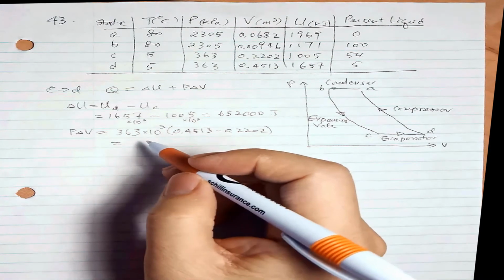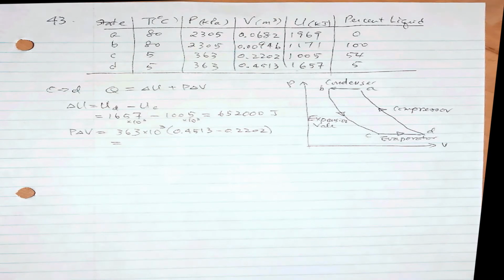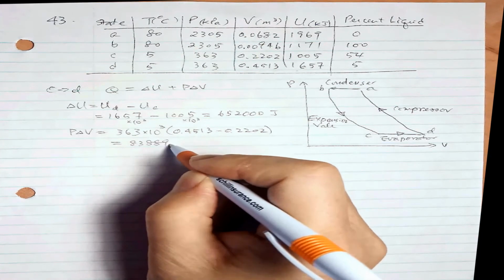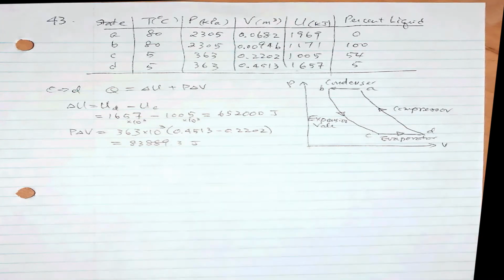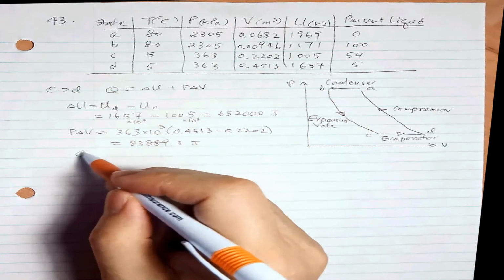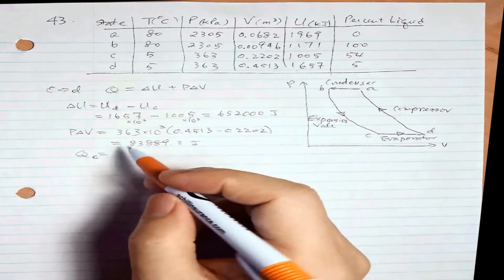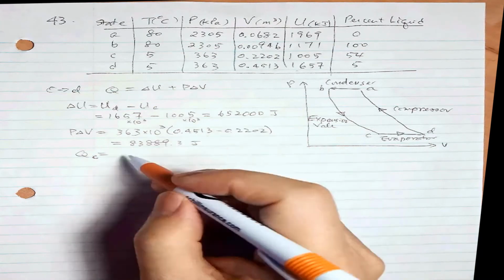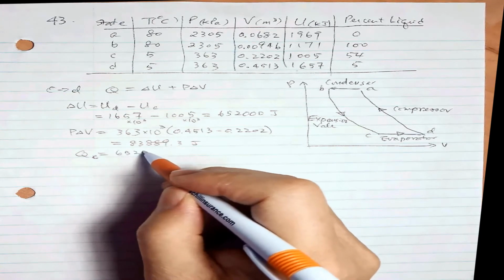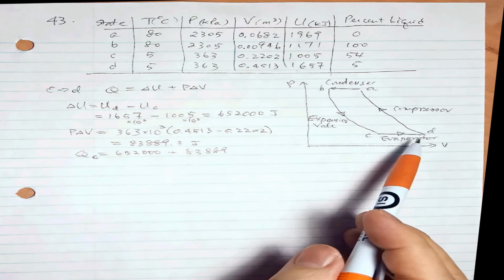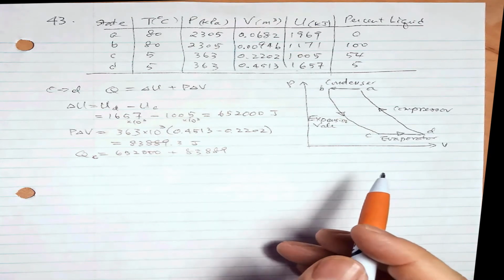will simply be, let's see, 83889.3 joules. Okay, so then the total heat, in this case the heat going in from the cold side, should be the sum of the two, and that is 652,000 plus 83,889. However, let's make sure the signs are correct.